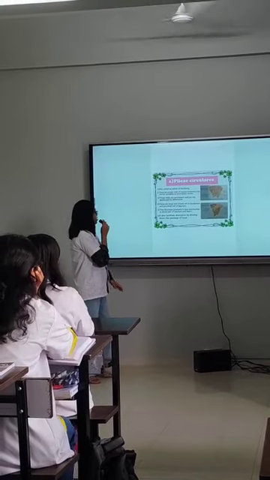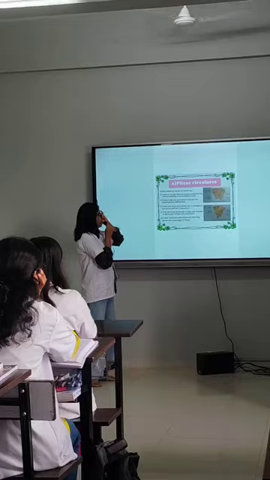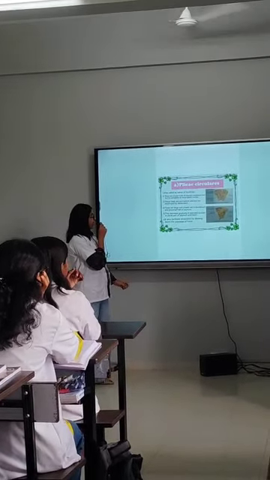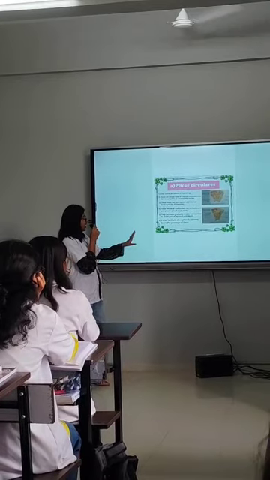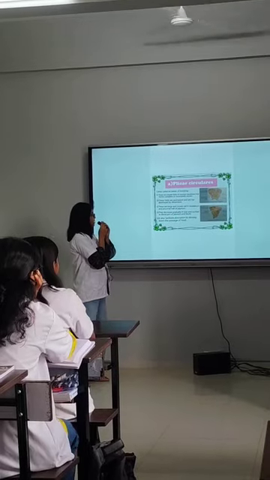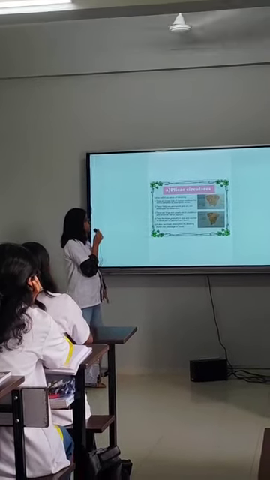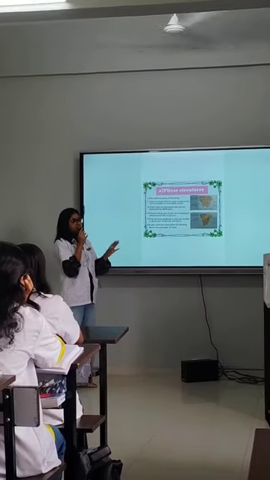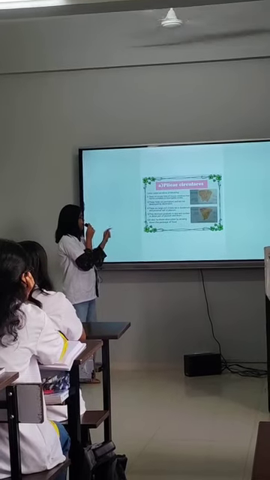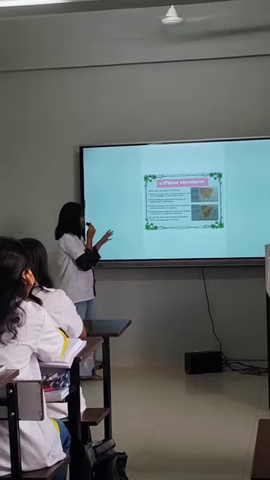Plica circularis is also called valves of Kerckring. Why is it called valves of Kerckring? The Dutch anatomist Theodor Kerckring described this first, so it is named after him. These are circular folds of mucous membrane that form complete or incomplete circles. These folds are permanent and are not destroyed by distension. These are permanent folds of the small intestine.